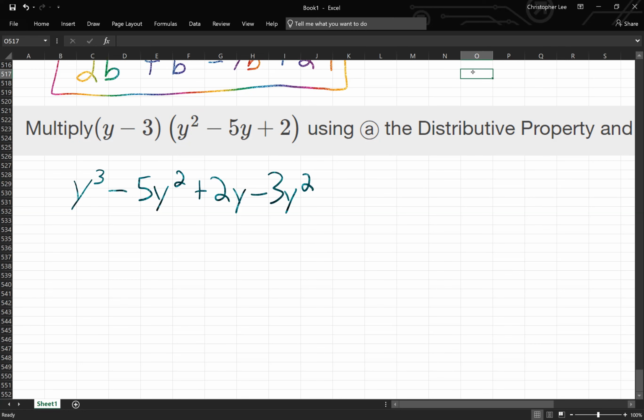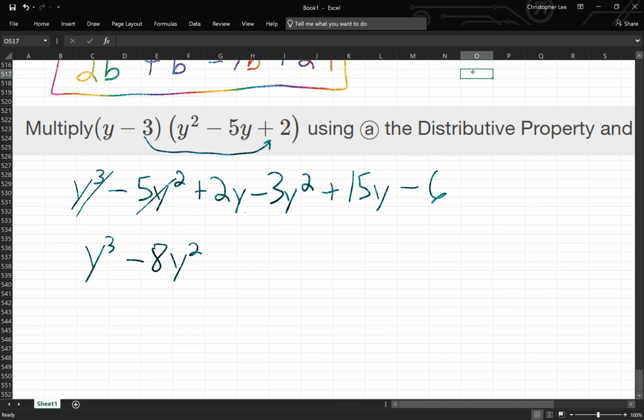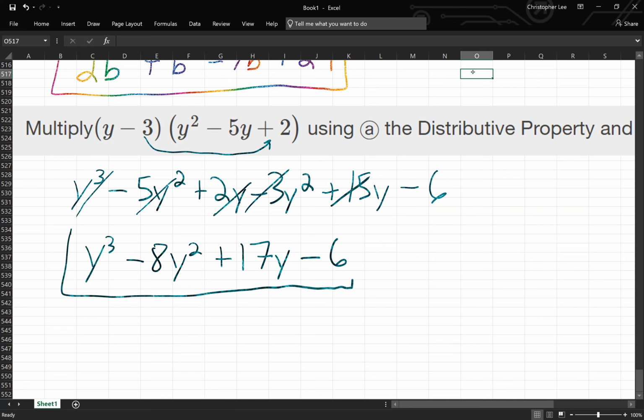Next, I'm gonna have negative 3 times negative 5y, which is gonna give me a positive 15y. And last but not least, I'm gonna have negative 3 times 2, which is gonna give me a negative 6. After that, I wanna combine like terms. This is gonna give me y cubed, right? And then negative 8y squared, and then plus 17y, right? And then minus 6. And this will be my final answer because there's nothing else that I can combine like terms with.